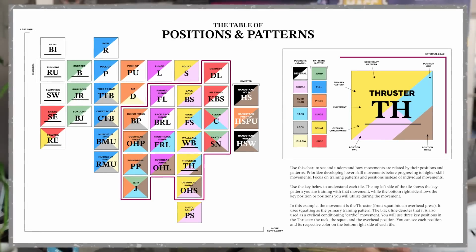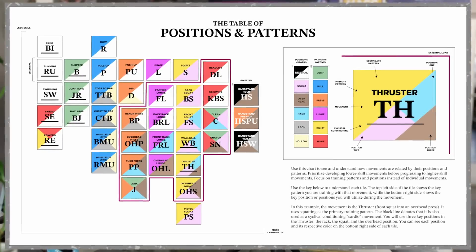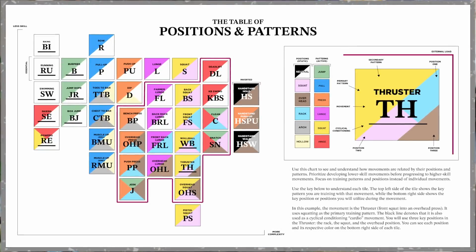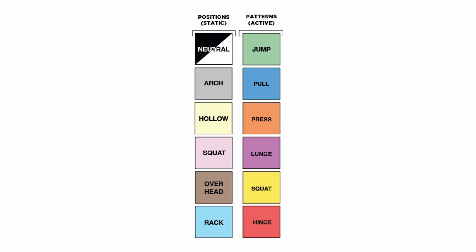So I created the table of positions and patterns, and this one just came in the mail today. This is a way that you can understand all functional movement and how they relate to each other. This is really important because if you can recognize the similarities and the differences between these movements, and when you're training, understand that you are doing no more than training the pattern and the position, then you can improve across movements very rapidly. On this table, we have 6 positions and 6 patterns.